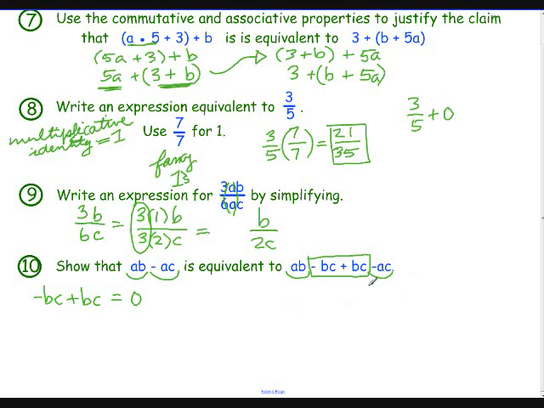Agreed? So this is equivalent to AB minus AC plus this whole thing, 0. So that is the additive identity. It doesn't change the value. So that's all equal to AB minus AC. There, it's proven.